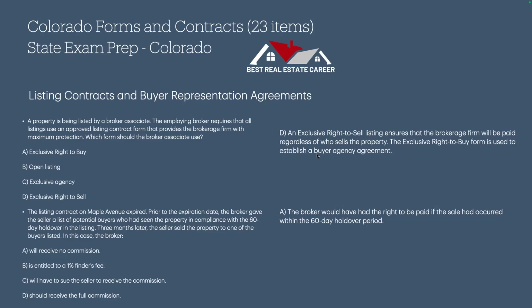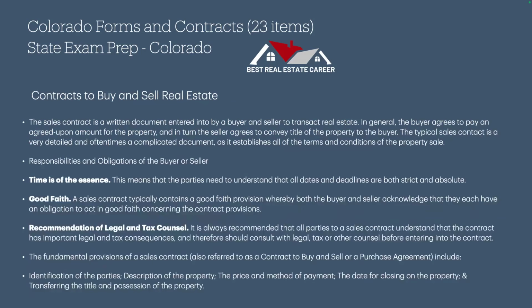All right. Very real questions. All right, so contracts to buy and sell real estate. The sales contract is a written document entered into by a buyer and a seller to transact real estate. In general, the buyer agrees to pay an agreed upon amount for the property, and in turn, the seller agrees to convey title of the property to the buyer.